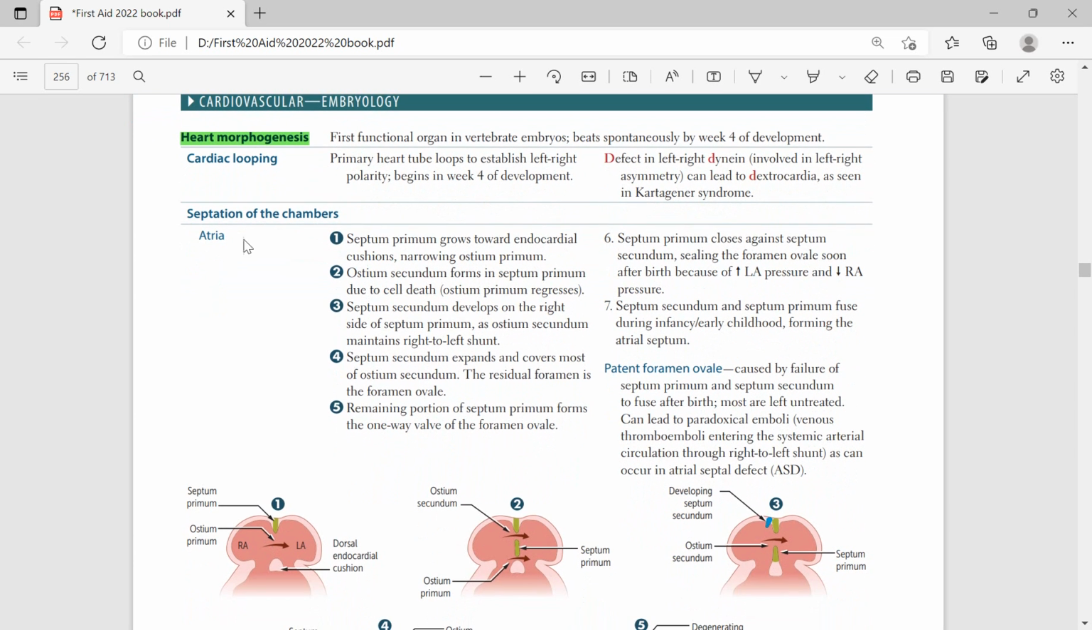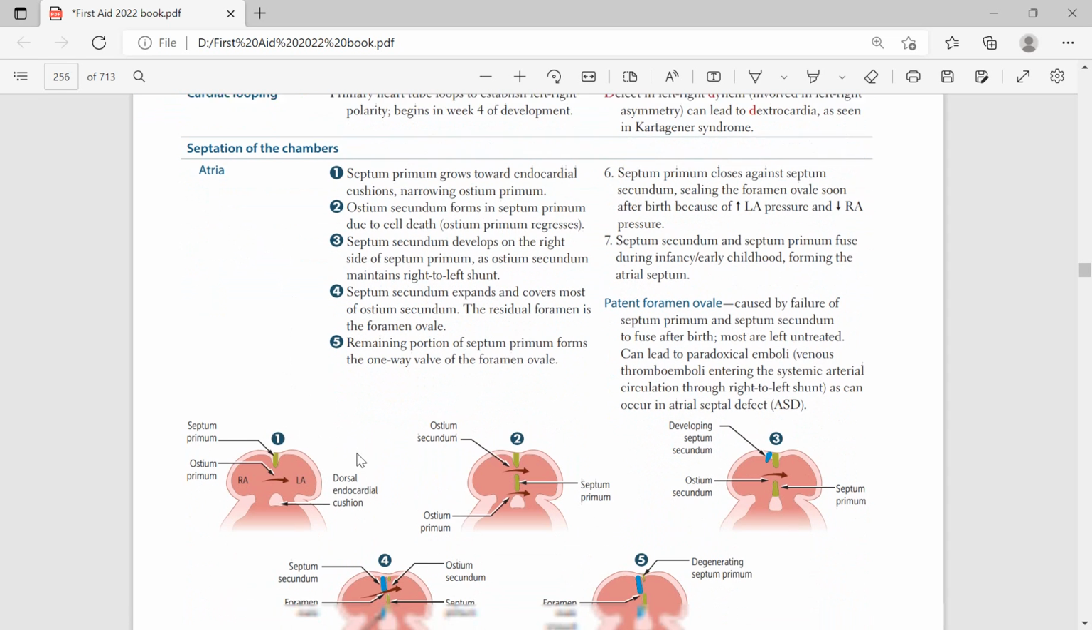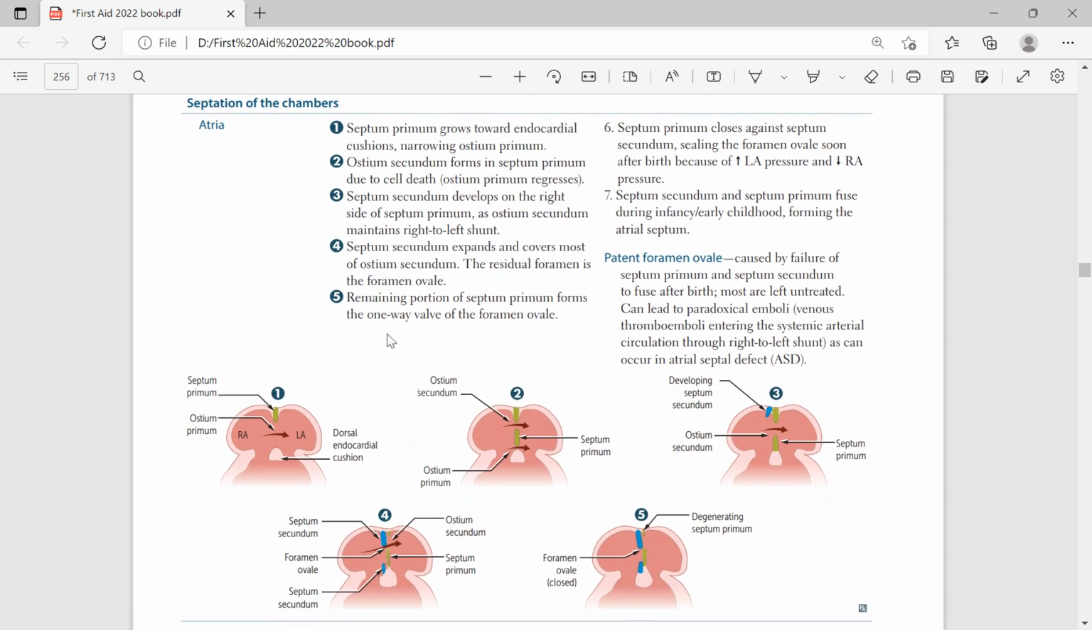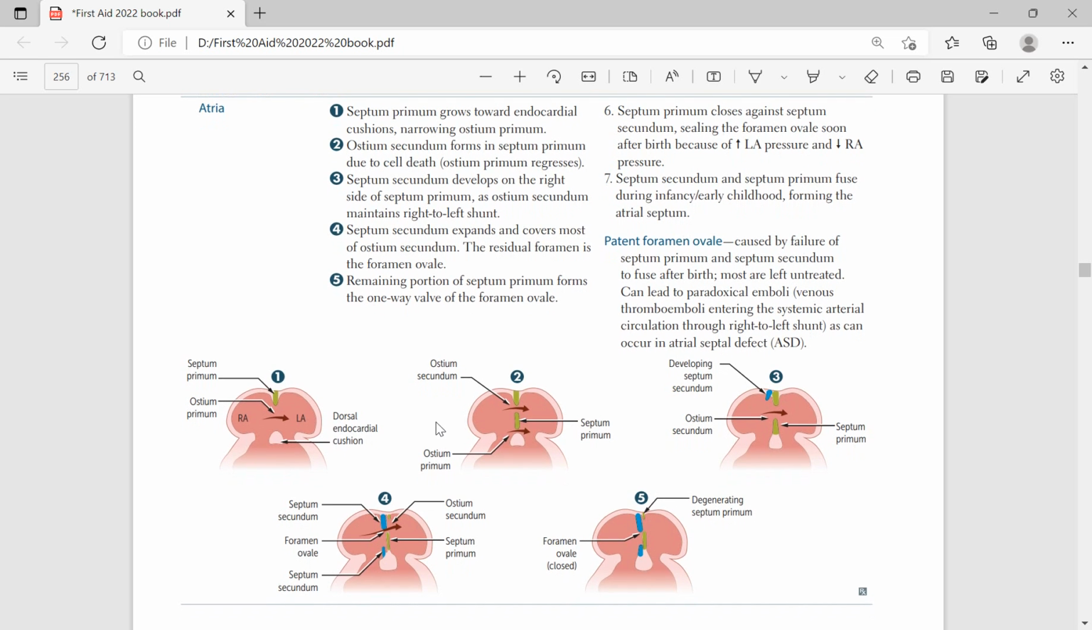Okay, then go to the separation of the chambers. We are reading heart morphogenesis, how the heart is formed. We know there are four chambers in the heart, two atria and two ventricles. Now we'll read how the atrium is formed.